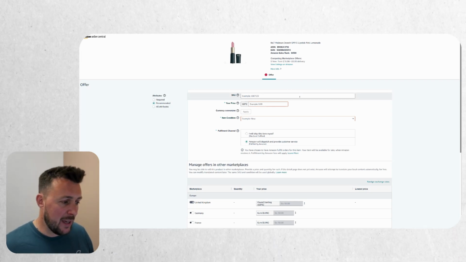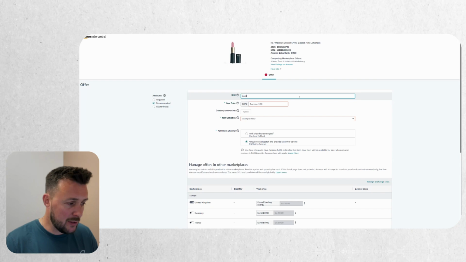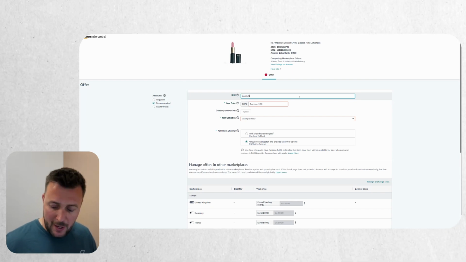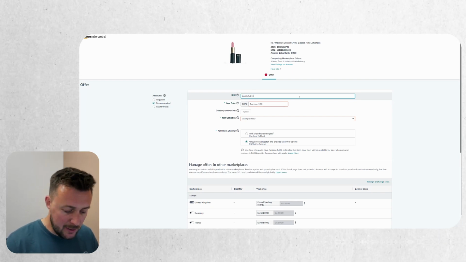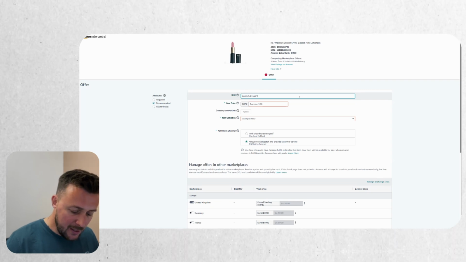So typically for me, I'd do something like this. I'd put the name of the store that I bought it from. I'd put how much I paid for it. And then I might put the month and the year that I bought it.